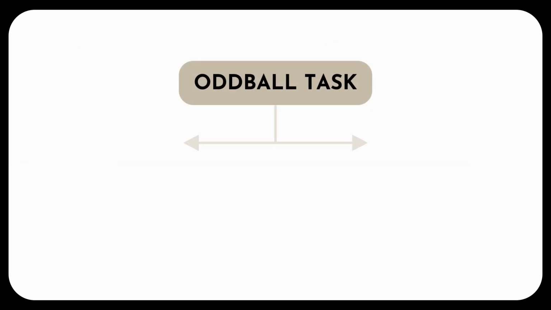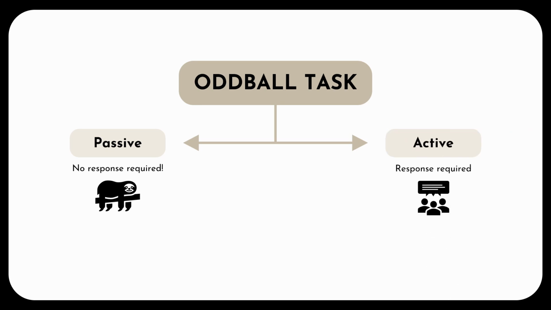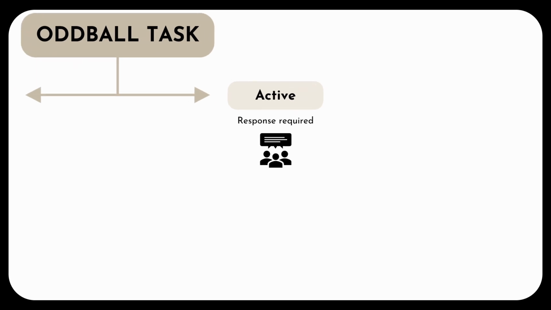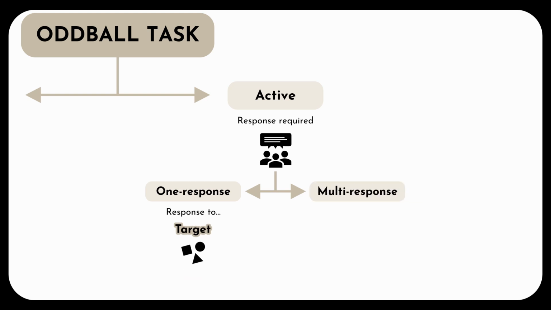For starters, oddball tasks can be passive or active. Passive oddball requires no response from the participant, and they're actually often explicitly told to ignore the stimuli. On the other hand, active oddball requires some kind of response. In one response variant, the participant will respond just to the targets, whereas in the multiple response oddball, they will have to provide different responses to targets and standards.